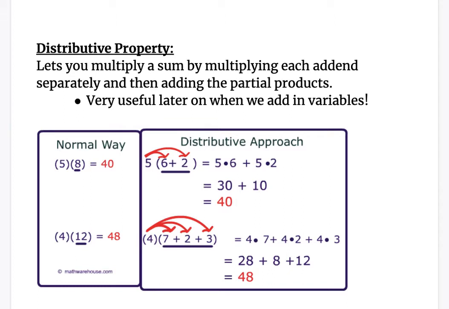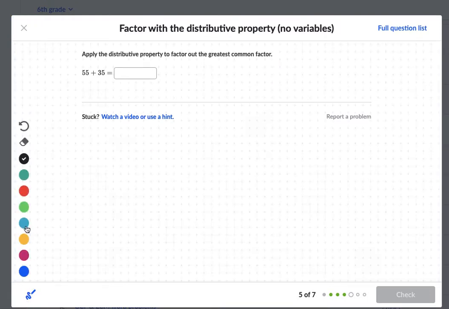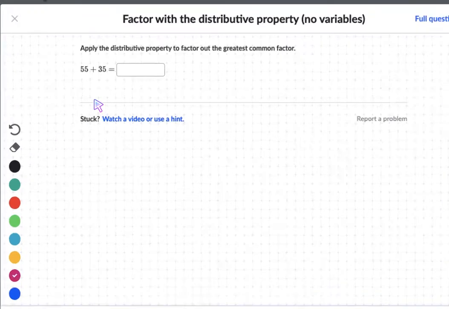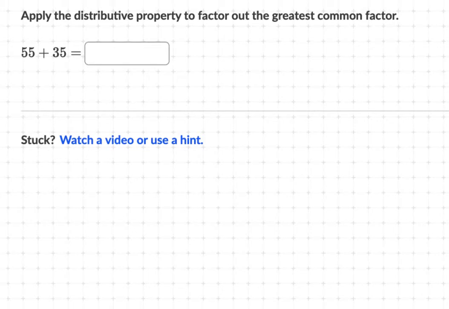Okay, so let's do some practice with factoring with the distributive property. Here is an example. So we are going to work on this together. Make sure you write this into your notebook. The directions want you to apply the distributive property to factor out the greatest common factor.